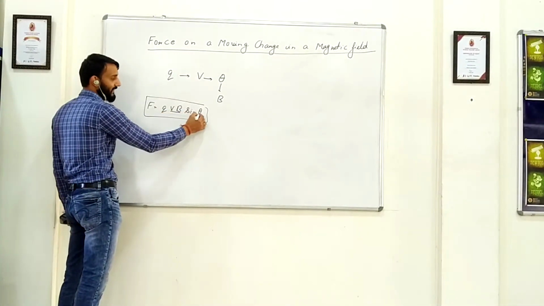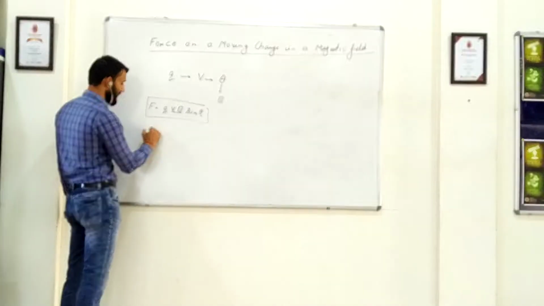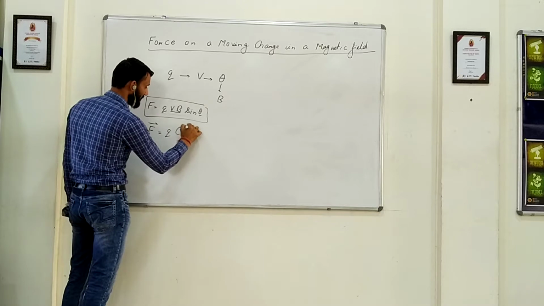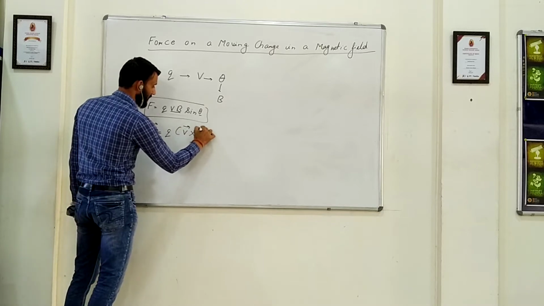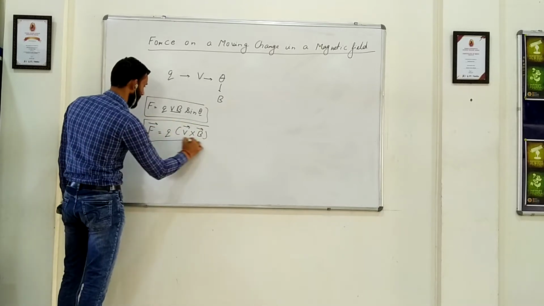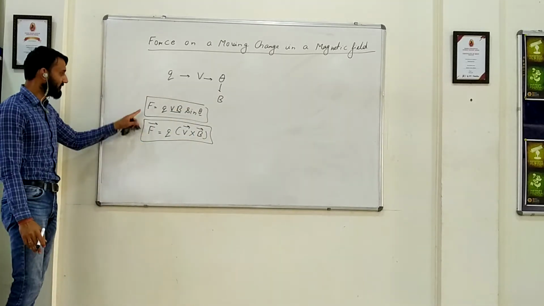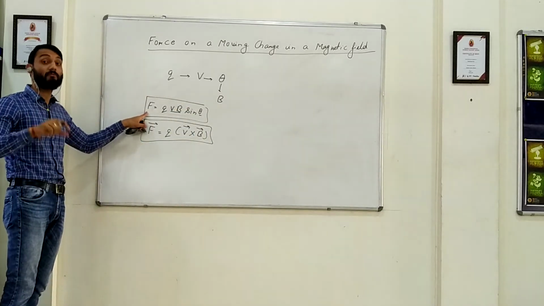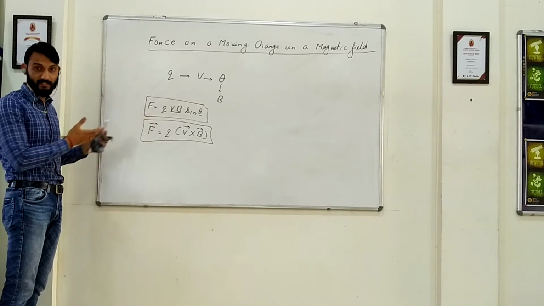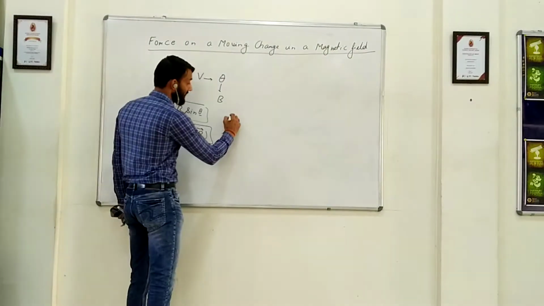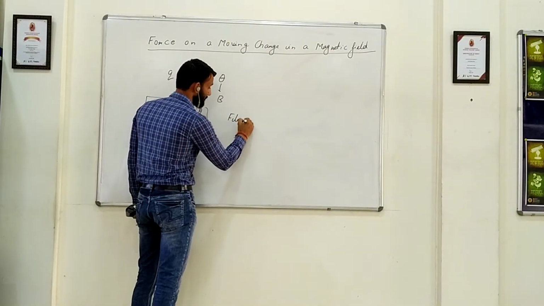Now you know that this theta is the angle between v and B. So in vector form, I'll write Q v cross B. This is the force experienced by this charged particle, right? Now this will give me the magnitude of the force. What about the direction? I have to find the direction of the force also. So for direction of force, you can use Fleming's left hand rule.